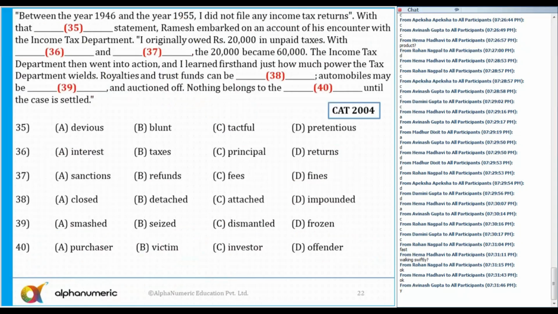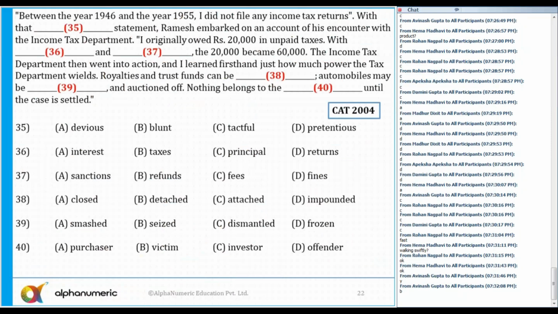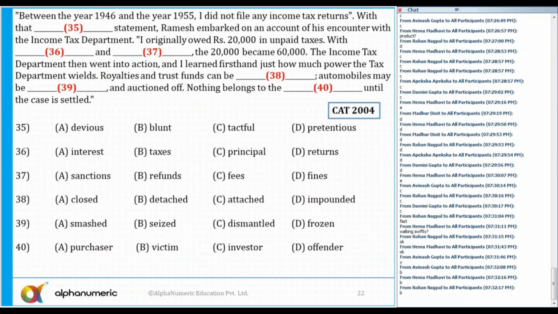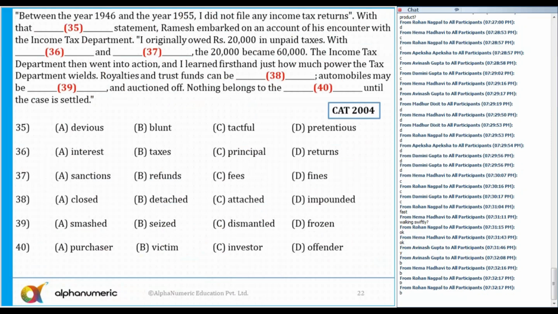I think this is the last one over here. Let's see. Between the year 1946 and the year 1955, I did not file any income tax returns. With that dash statement, Ramesh embarked on an account of his encounter with the income tax department. So he's saying that I did not file any income tax return, and he's so happily saying this. Blunt. Is he being blunt? Devious. Devious means he's acting like a devil.